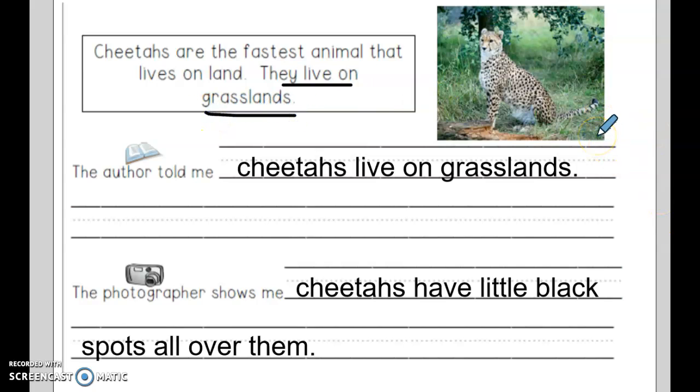Then I looked in the photograph for some information, and again, there could be more than one answer, but just from this photograph, I noticed that cheetahs have little black spots all over them. So that's what I wrote down that I learned from the photograph. Again, from the author, I could have also learned that cheetahs are the fastest animal that lives on land. And from the photographer, I could have learned many different things. Cheetahs are orange with black spots. Cheetahs have long tails, many, many different pieces of information.